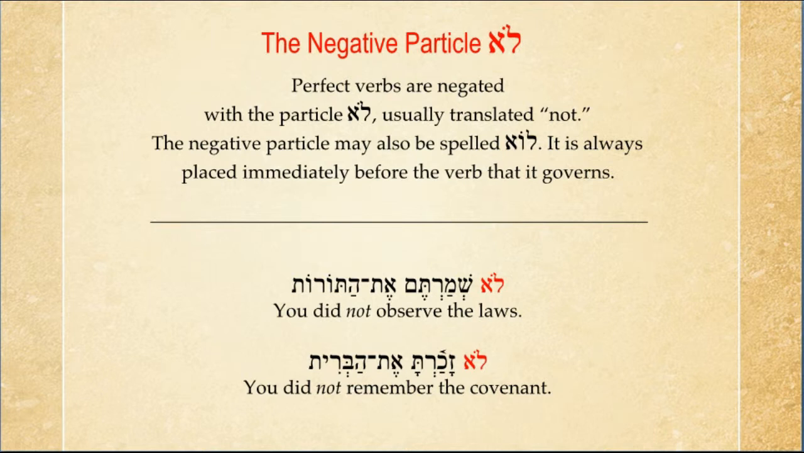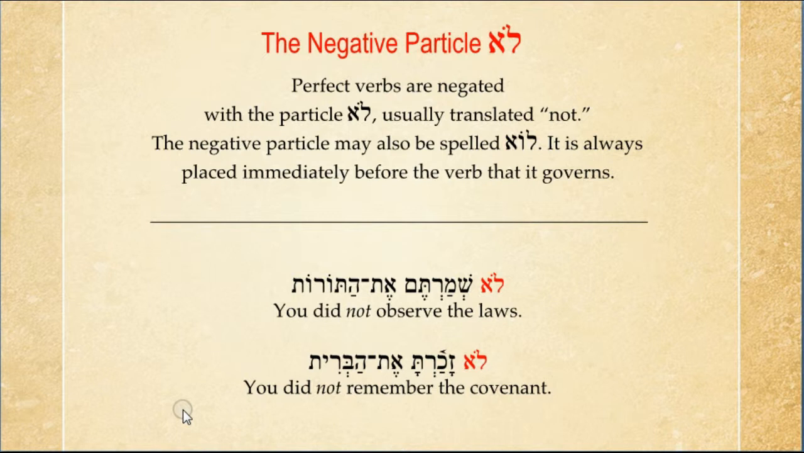We need to talk a little bit about the negative particle lo. This negative particle basically comes in front of verbs, and because perfect verbs can be negated, lo means no or not. Usually it's translated not when it's attached to a verb, and there's two ways of spelling it. You can spell it with just a lamed holem ayin, or there's a holem vav that can be involved there. So either way, it means the same. There's just two ways of spelling it.